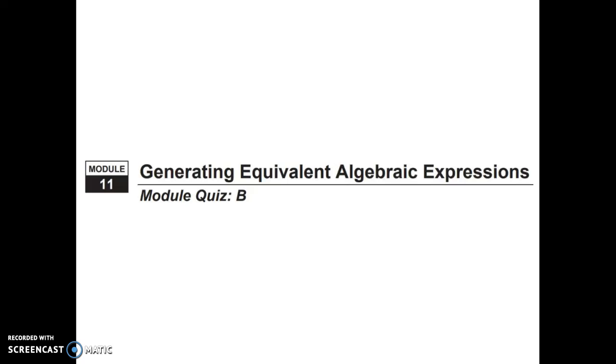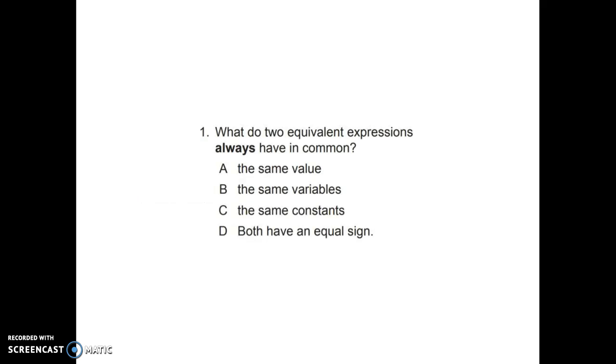This is Module 11, Quiz, Generating Equivalent Algebraic Expressions. Number 1. What do two equivalent expressions always have in common? A. The same value. B. The same variables. C. The same constants. D. Both have an equal sign.